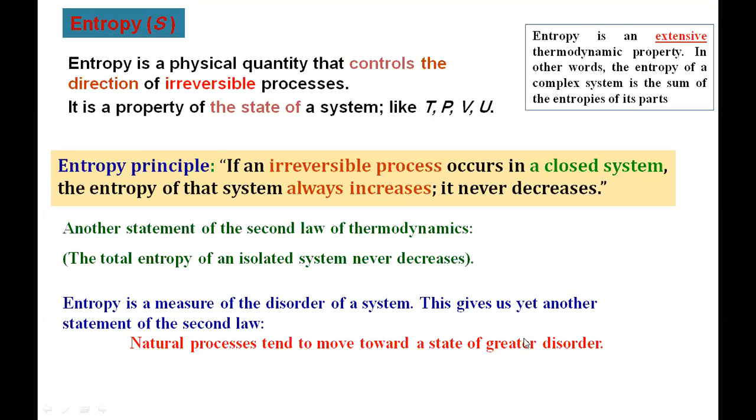If the atoms are in disorder, then natural processes tend to move toward a state with more atom disorder. Entropy is an extensive thermodynamic property. In other words, the entropy of a complex system is the sum of the entropies of its parts.